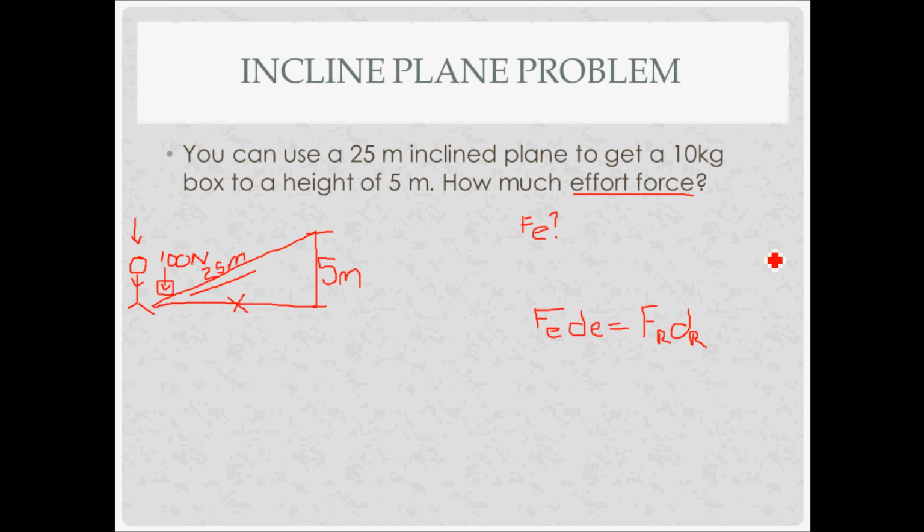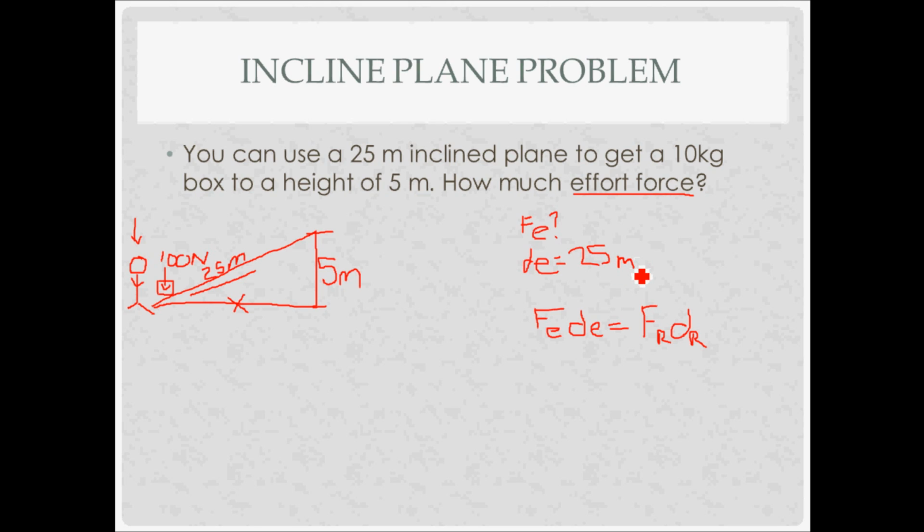But our DE, our effort distance, think about it this way. If you were going to actually do this and push this box up the ramp, are you going to walk 25 meters along the ramp, or are you going to climb up this 5 meter side? Hopefully it makes sense to you to think that you're actually going to take the longer walk up the ramp. So DE, the distance you actually go, is the 25 meters.